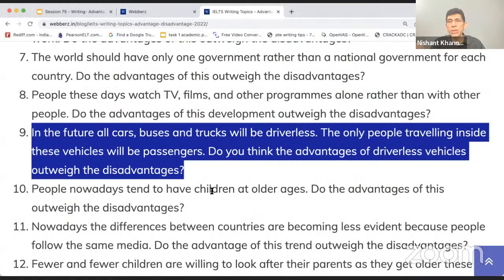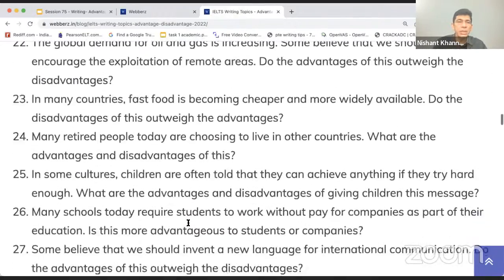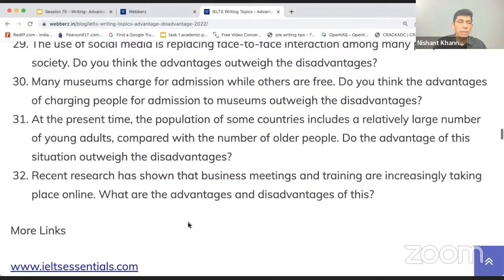ऑब्वियसली जब ड्राइवर्स नहीं होते, तो आप उन्हें पैसे नहीं देते। डिसएडवांटेज क्या है? अनएम्प्लॉयमेंट हो जाएगी। तो ये वो चीजें हैं जो हमें डिस्कस करनी हैं। ओके, मैं सजेस्ट करूंगा, ये 32 टॉपिक्स हैं, these are 32 topics. I would suggest you to please discuss it with your teachers or discuss it with me so that you know which topics are difficult and we can find out the answers for them.